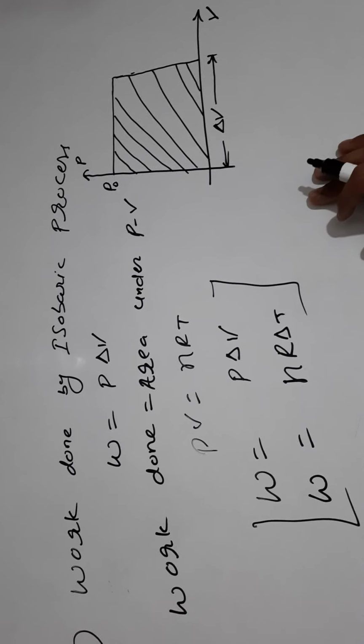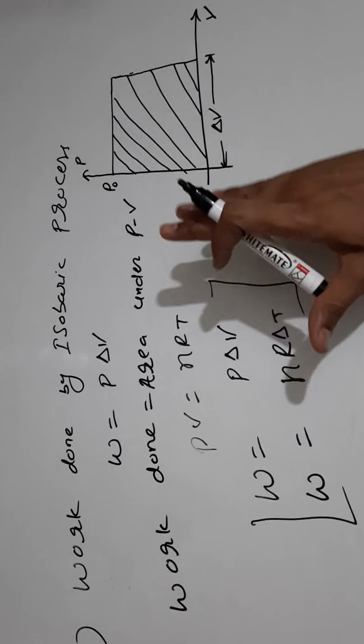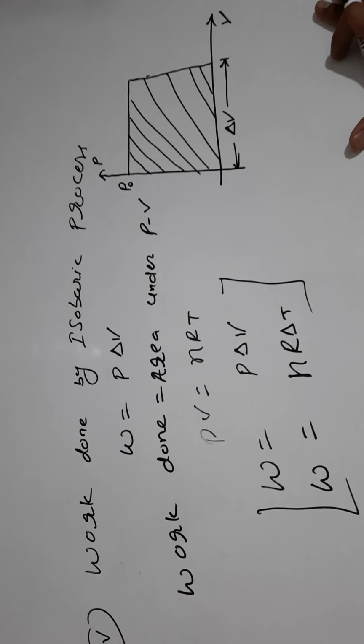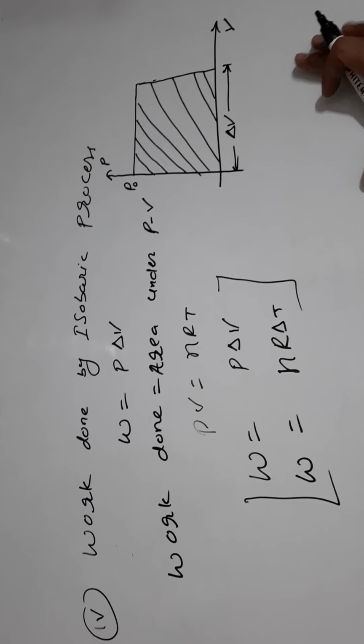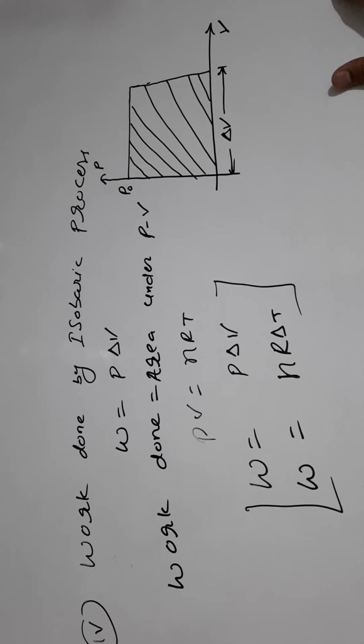What is the fifth point? The fifth point is how to show an isobaric process in a VT diagram, or you can say a volume temperature diagram. My friends, pause the camera or you can note it down. Done. Now I am going to rub these equations.